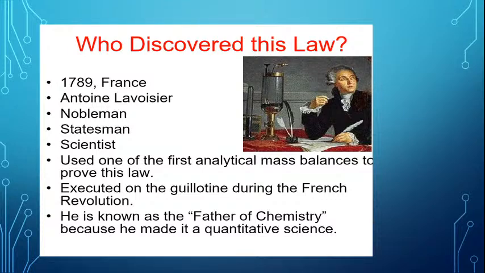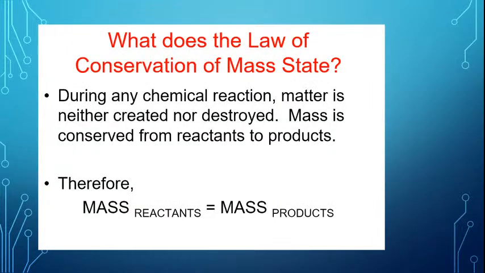Dalton helped explain Antoine Lavoisier's law, because Dalton explained both laws. One is the law of conservation of mass, and the second, which I explained earlier, is the law of definite proportion, which was given by J.L. Proust, right? He is known as the father of chemistry, because he made it a quantitative science, right?